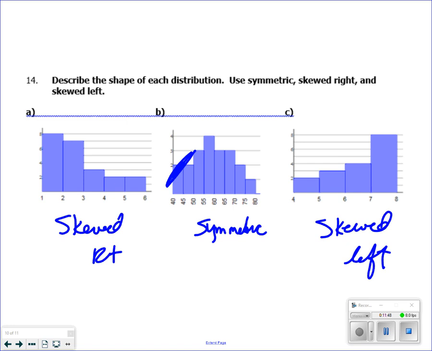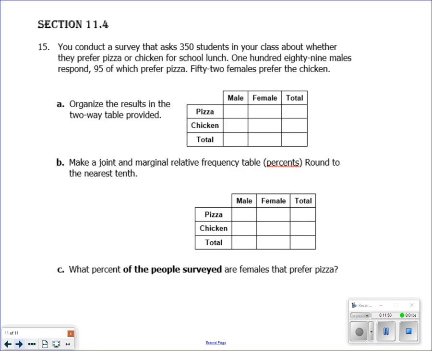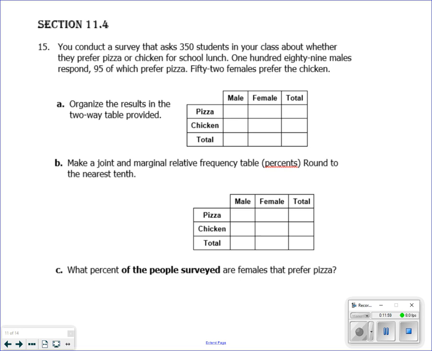All right. Last one. You conduct a survey. Actually, not the last one. I'm getting close, though. And we're back there. All right.